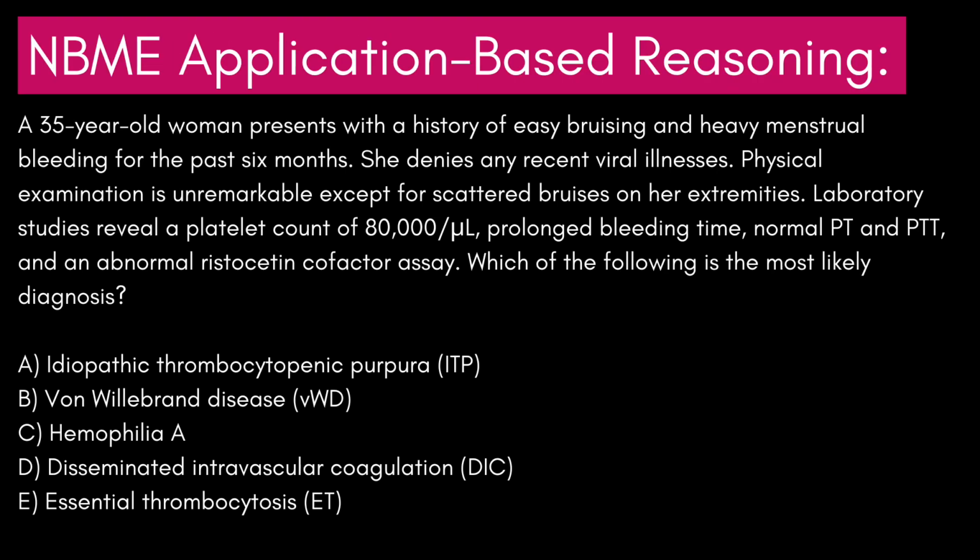A 35-year-old woman presents with a history of easy bruising and heavy menstrual bleeding for the past 6 months. She denies any recent viral illnesses. Physical examination is unremarkable except for scattered bruises on her extremities. Laboratory studies reveal a platelet count of 80,000 per microliter, prolonged bleeding time, normal PT and PTT, and an abnormal ristocetin cofactor assay. Which of the following is the most likely diagnosis?